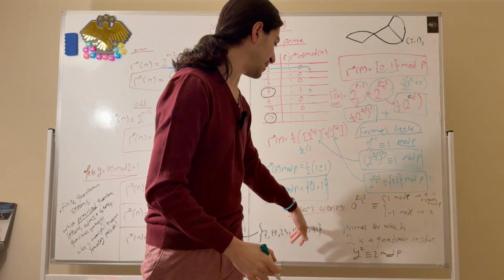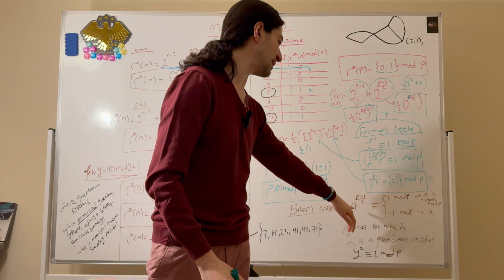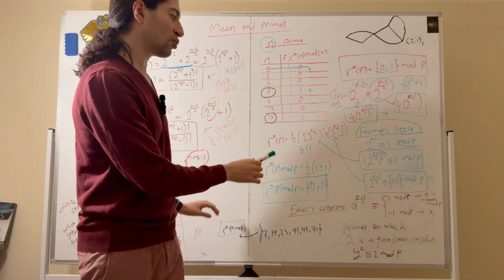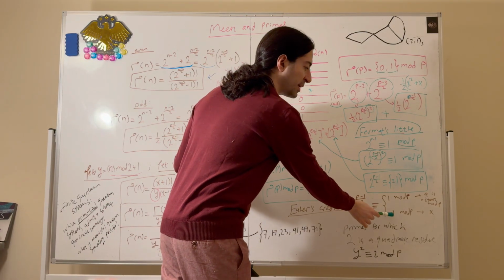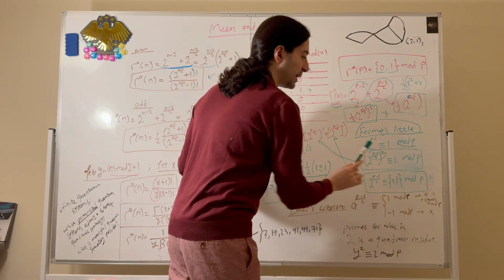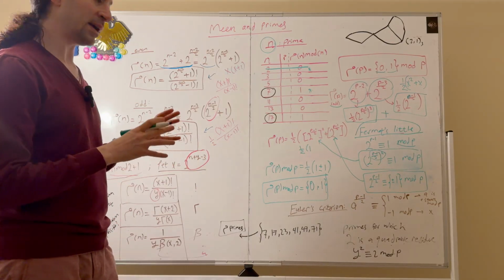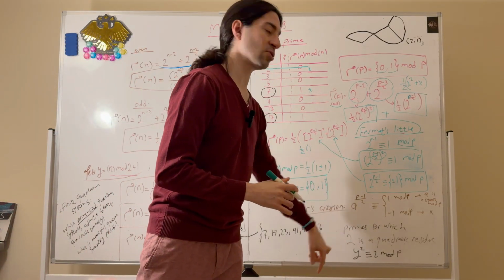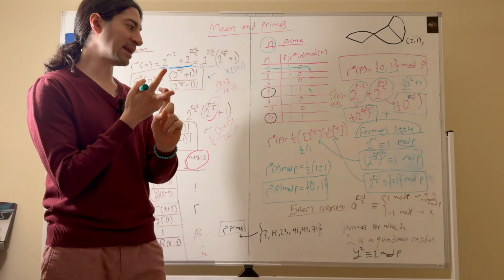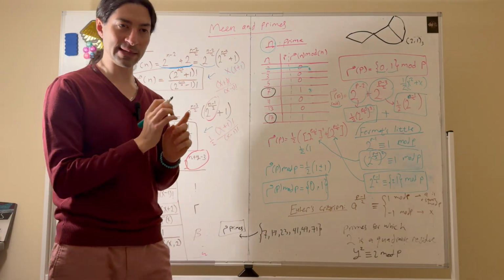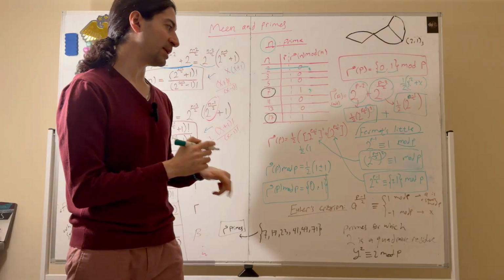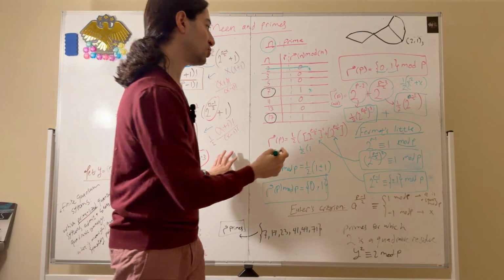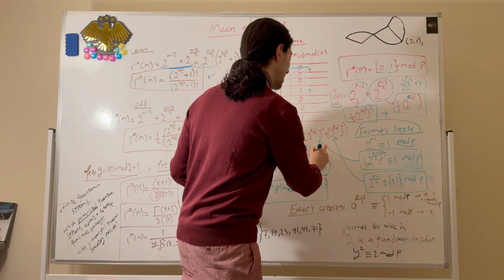By using Euler's criterion, we know that a to the power of (p minus 1) over 2 is congruent to either 1 or -1 mod p. So this is also established in number theory: a to the (p minus 1) over 2 is congruent to either 1 or -1 mod p, where p is a prime number. So what does this mean? This means that the second expression is congruent to either 1 or -1.